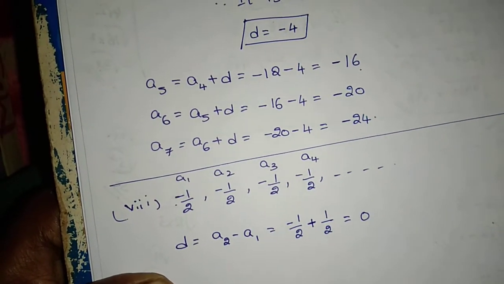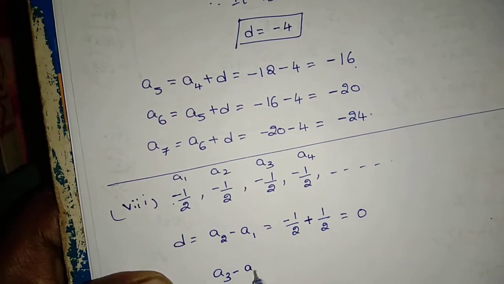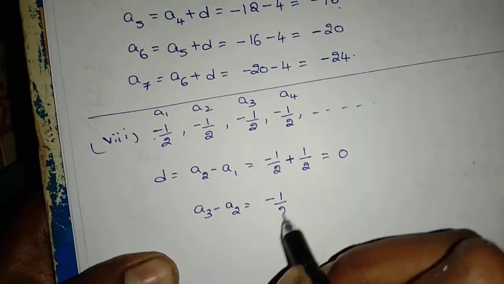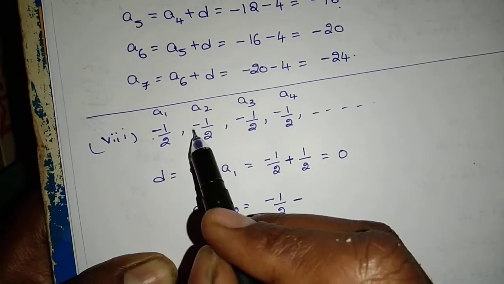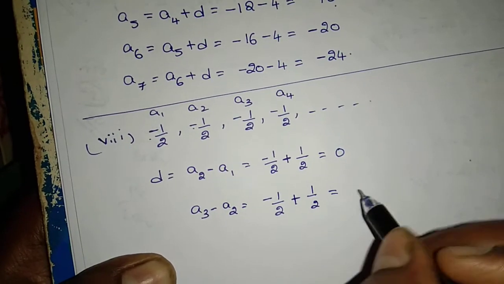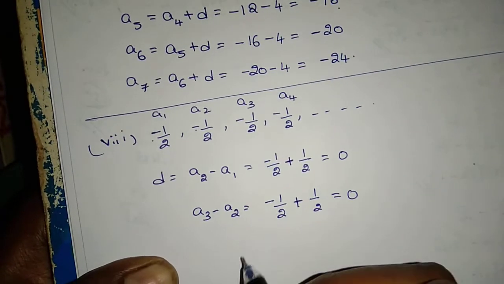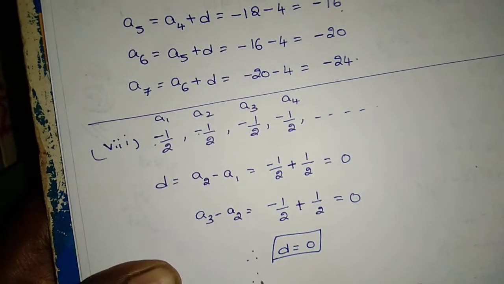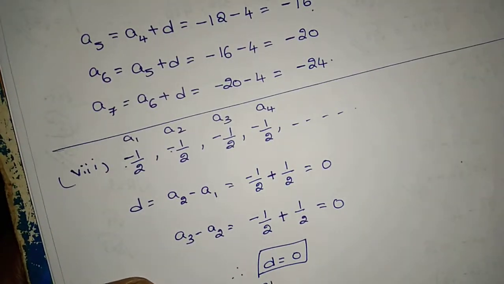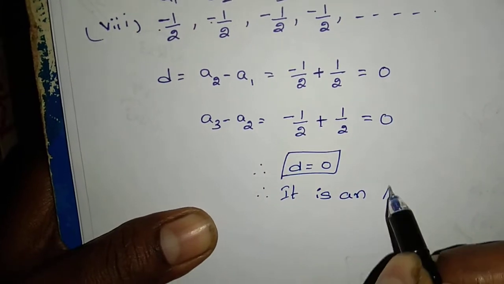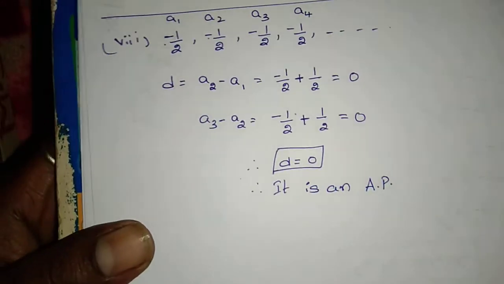How much? 0. Now A3 minus A2. Again find this. What is the A3 value? Minus 1 by 2, minus A2. Again minus into minus is plus 1 by 2. Minus 1 by 2 plus 1 by 2, how much? 0. Both are equal, no? Therefore, what is the D value? D equals 0. Therefore, it is an arithmetic progression.